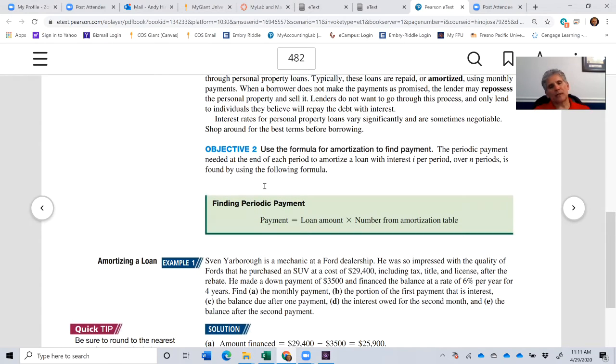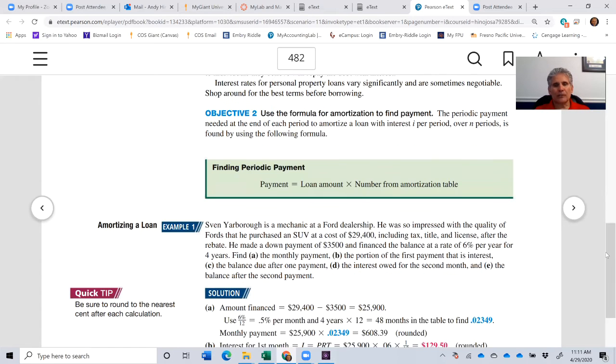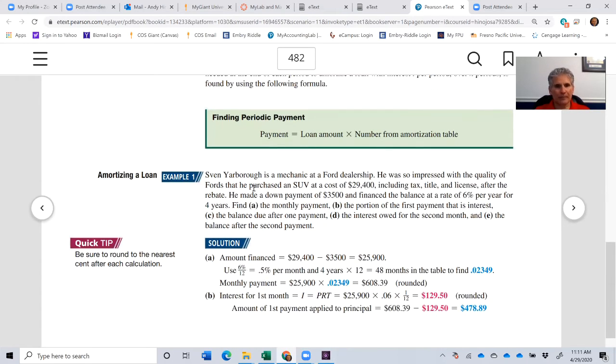Okay, so use the formula for amortization to find the payment. The payment is going to be equal to the loan amount times the number from the amortization table. Another table we can use to solve for the payment.